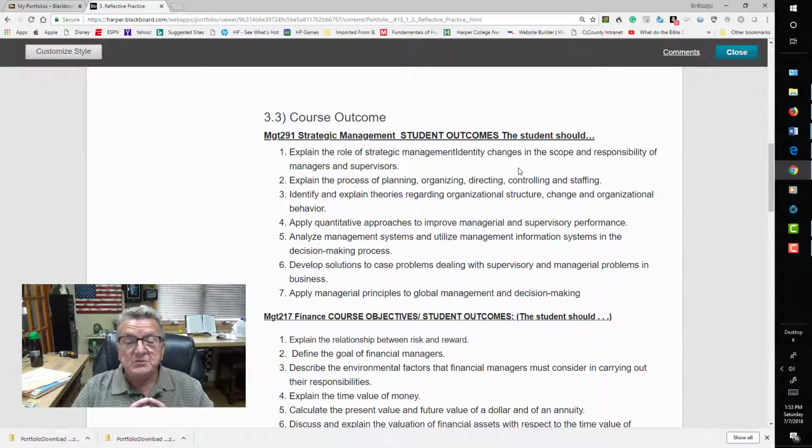Analyze management systems and utilize management information systems in the decision making process. Like it or not, there are different dashboards in management, and one of the objectives is to utilize the management information systems that are available. That could be your budgets, your reporting, controlling how many people are on overtime. All that in a nutshell tells me that I utilize the systems embedded within a company and make decisions with them.